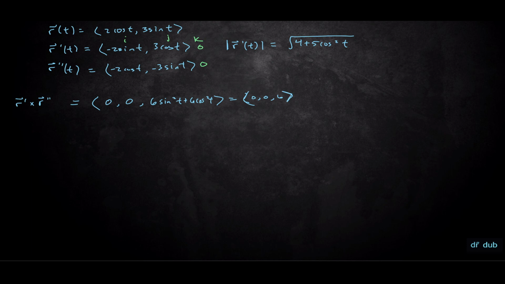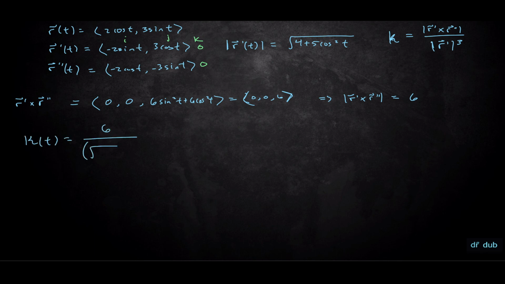And we need the magnitude of that r prime cross r double prime for our formula, so that's just the magnitude of 6. So our formula, just to recall, curvature is the magnitude of r prime cross r double prime over the magnitude of r prime cubed. So now we can get the curvature kappa of t. It's going to be 6 over the square root of 4 plus 5 cosine squared t, raised to the 3rd power.